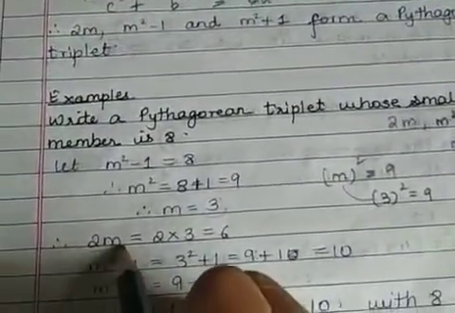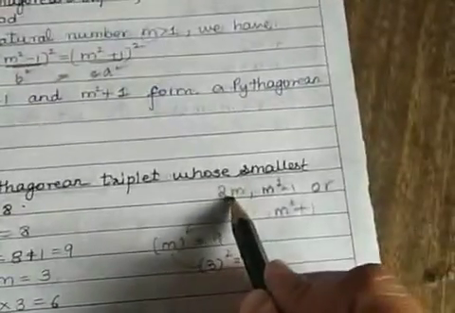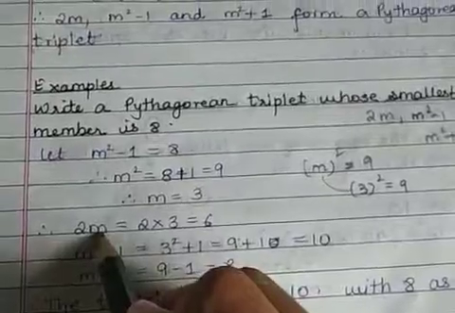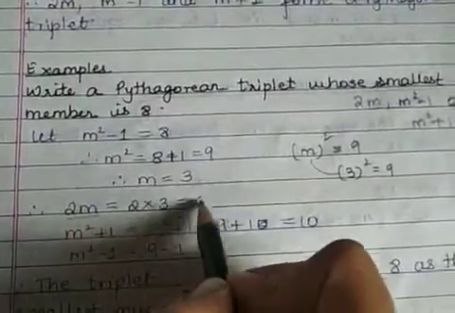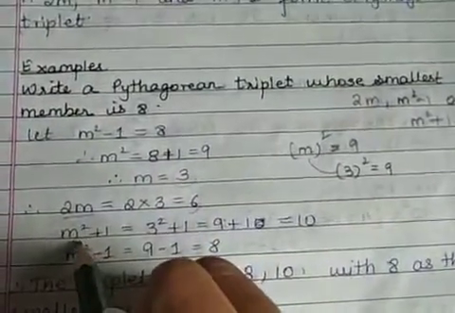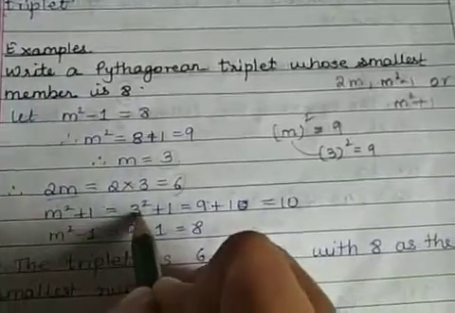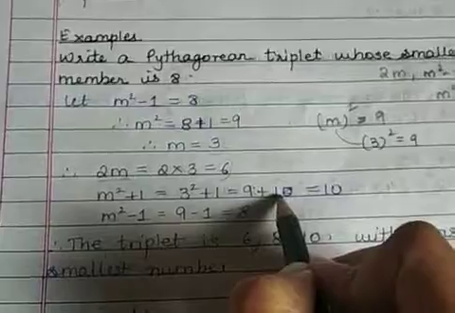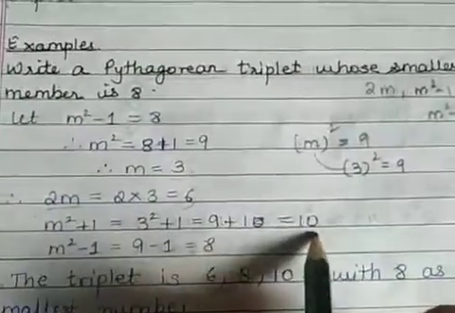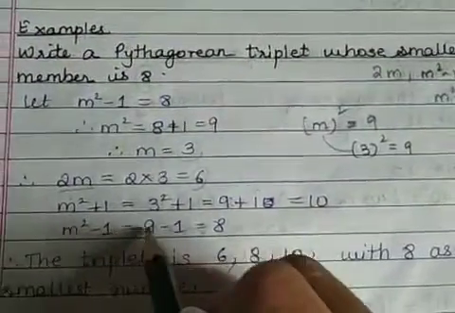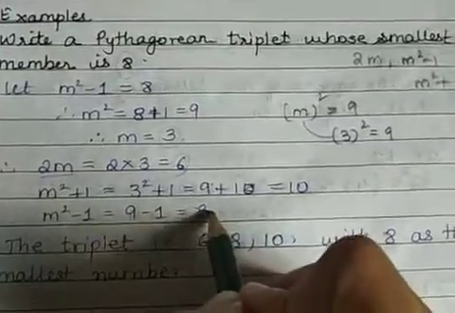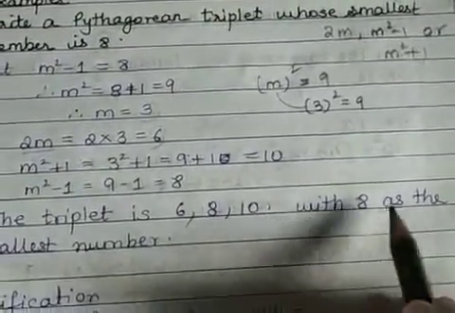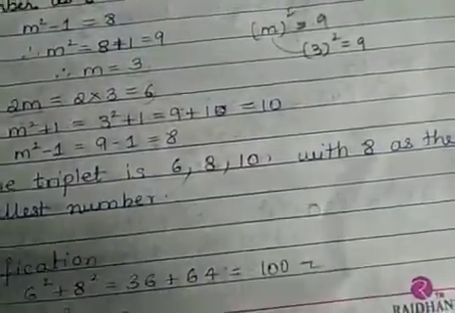So what is 2m then? We need 3 numbers, right? 2m, m square minus 1 and m square plus 1. So your 2m will be equal to 2 multiplied by 3, equal to 6. What is m square plus 1? 3 square plus 1 is equal to 9 plus 1, which is equal to 10. And m square minus 1 is 9 minus 1, equal to 8. Therefore, the triplet is 6, 8 and 10, in which 8 is the smallest number.